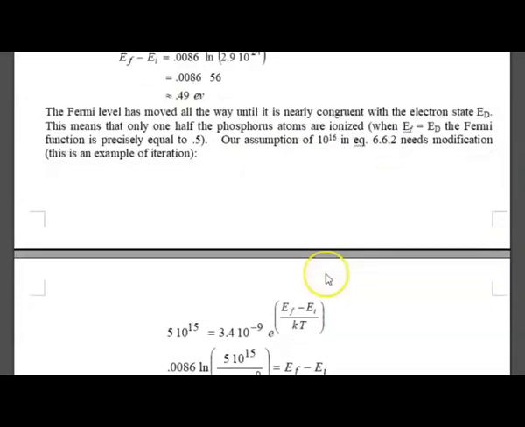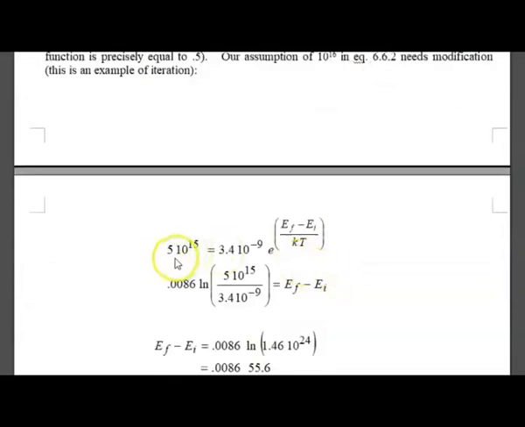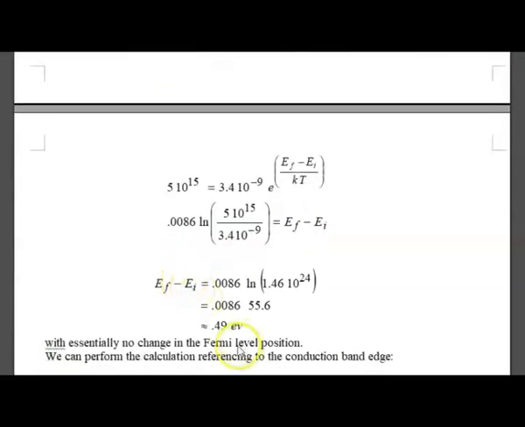It's still okay. So here I said, suppose the Fermi level was at E sub D. It would be 5 times 10 to the 15th, because only 1/2 of the atoms would be ionized, and I would get, guess what? 0.49 eV, same thing. Even though this has been reduced by a factor of 2, why do I get the same thing? Because I'm taking the logarithm. Now, it's not precisely the same, but rounded off, it's essentially the same.